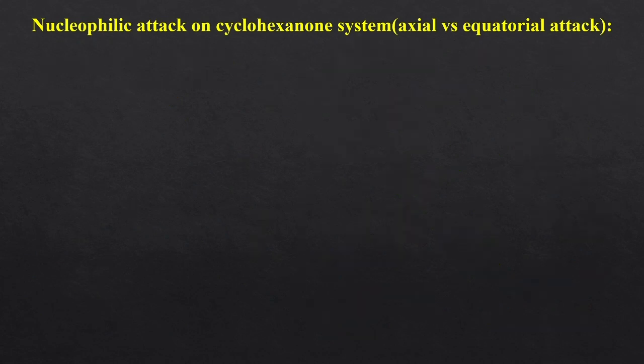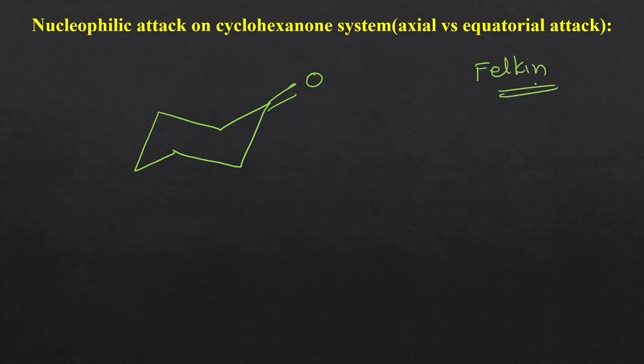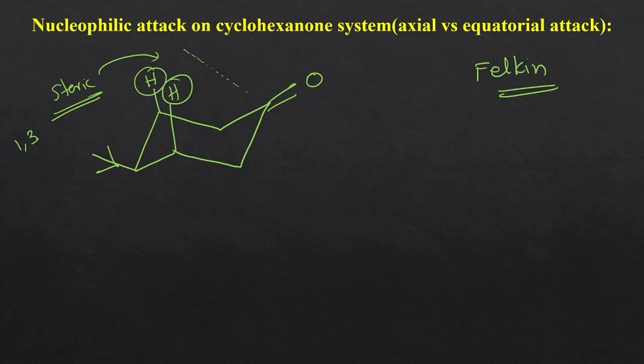Now Felkin interestingly proposed one more thing, the angle strain theory. Okay, it is proposed by Felkin. What he says is that obviously there are two hydrogens in the axial position, and if the nucleophile comes from this side, there will be some amount of steric repulsion, or rather the more correct term is 1,3-diaxial interaction, which is basically a steric interaction. So when the nucleophile comes from this side, there will be a steric interaction. That is okay, but if the nucleophile comes from the equatorial side, then there will be no such repulsive interaction.